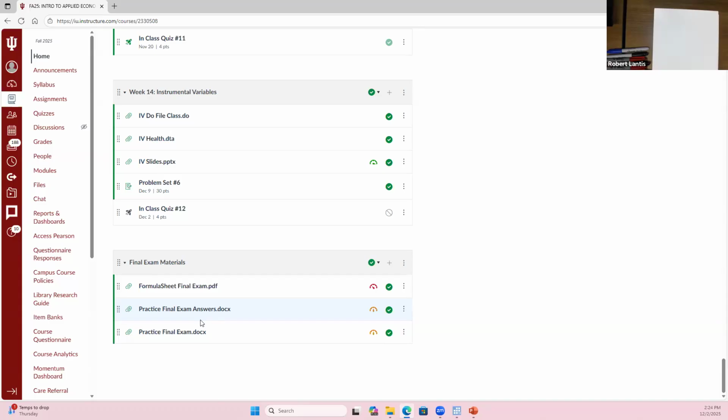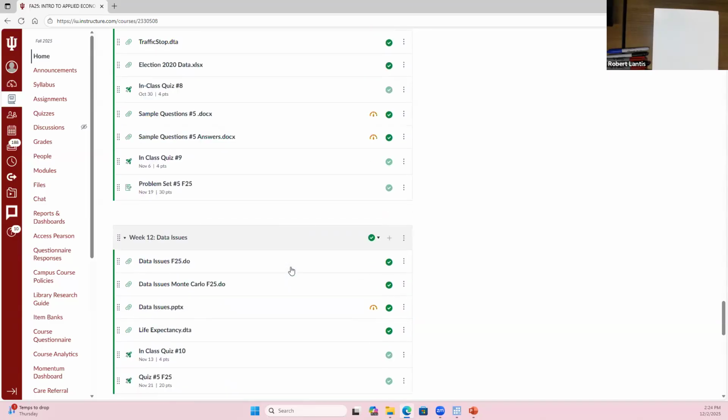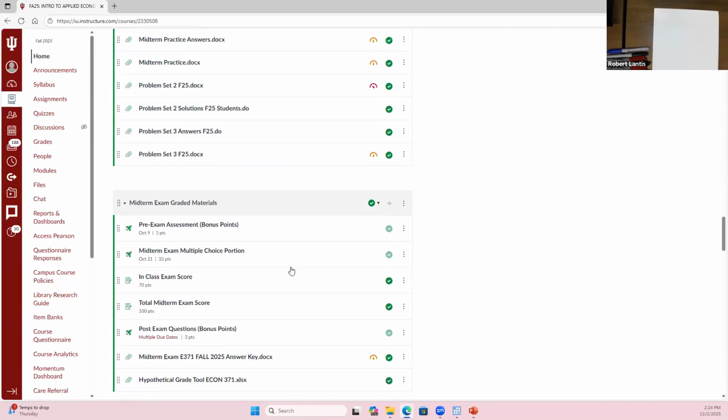So the final is not cumulative. It's everything that we've covered since midterm 2. Now, obviously, we're using concepts about p-values, test statistics, R-squared, adjusted R-squared that we used in the first midterm. But in terms of the material it covers, it's really just going to be everything since.